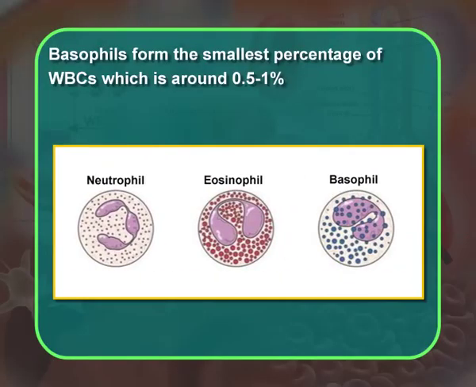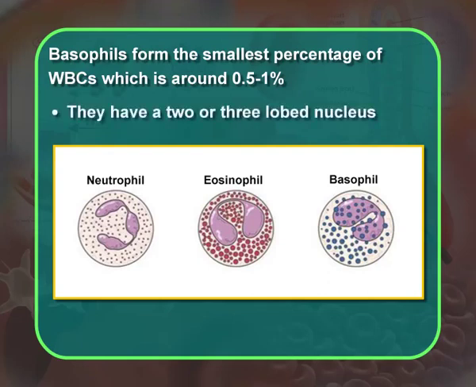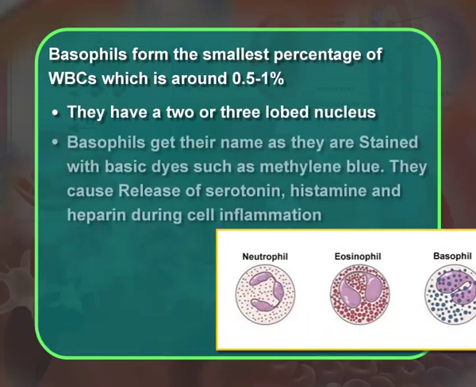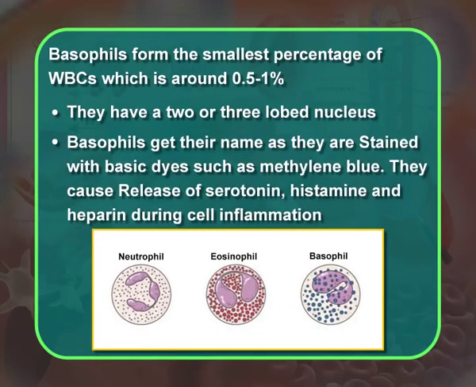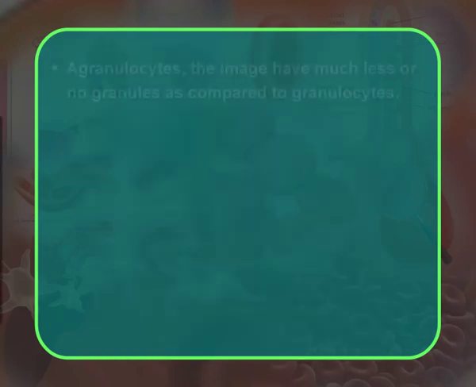Basophils form the smallest percentage of WBCs, which is around 0.5 to 1%. They have a 2 or 3 lobed nucleus, and basophils get their name as they are stained with basic dyes such as methylene blue. They cause release of serotonin, histamine and heparin during inflammation of a cell.